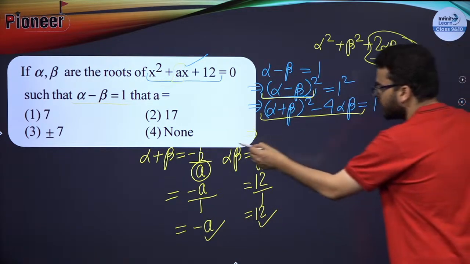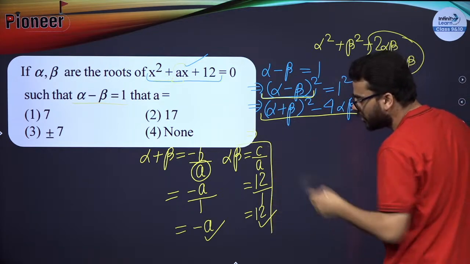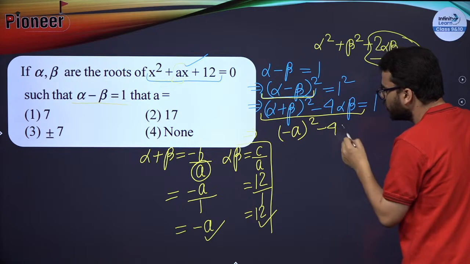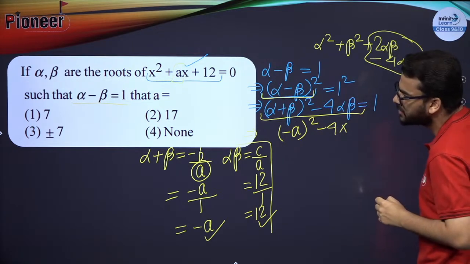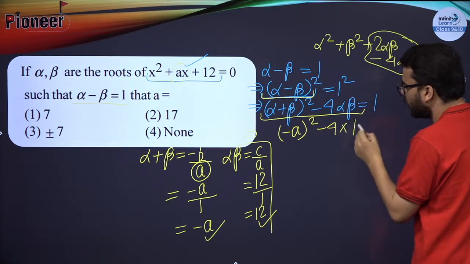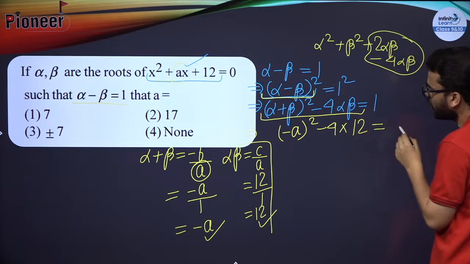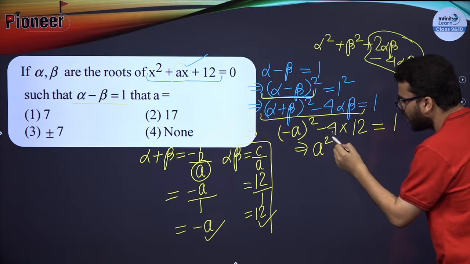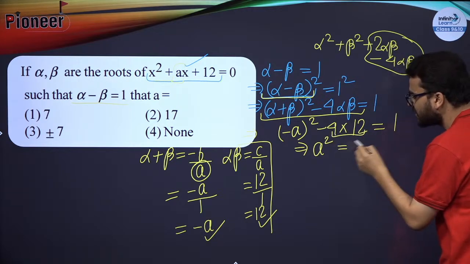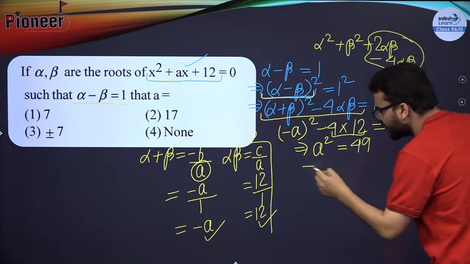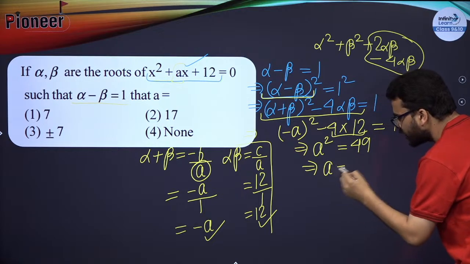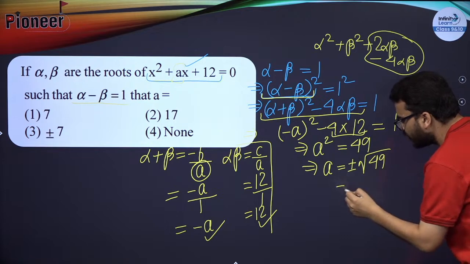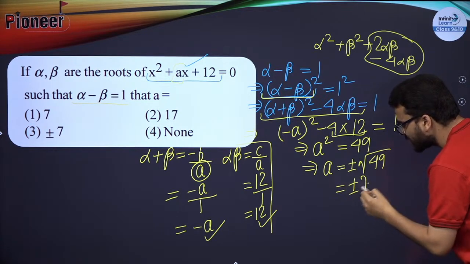Just put it over here. So over here if you will put, you'll get minus a square minus 4 into alpha beta over here is 12. That is equal to 1 over here. I hope that is clear. So you see alpha square will be what? 12 4s are 48 and that is equal to 49. And obviously you see this is a quadratic equation, so you'll get plus minus square root of 49. So a is equal to plus minus 7.